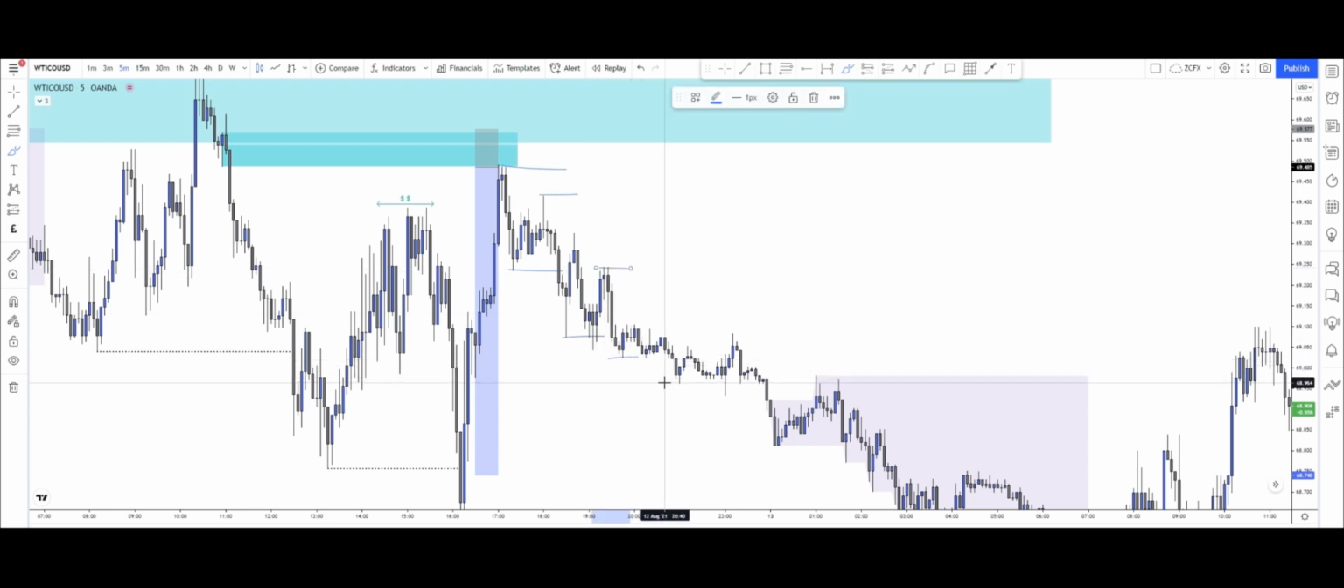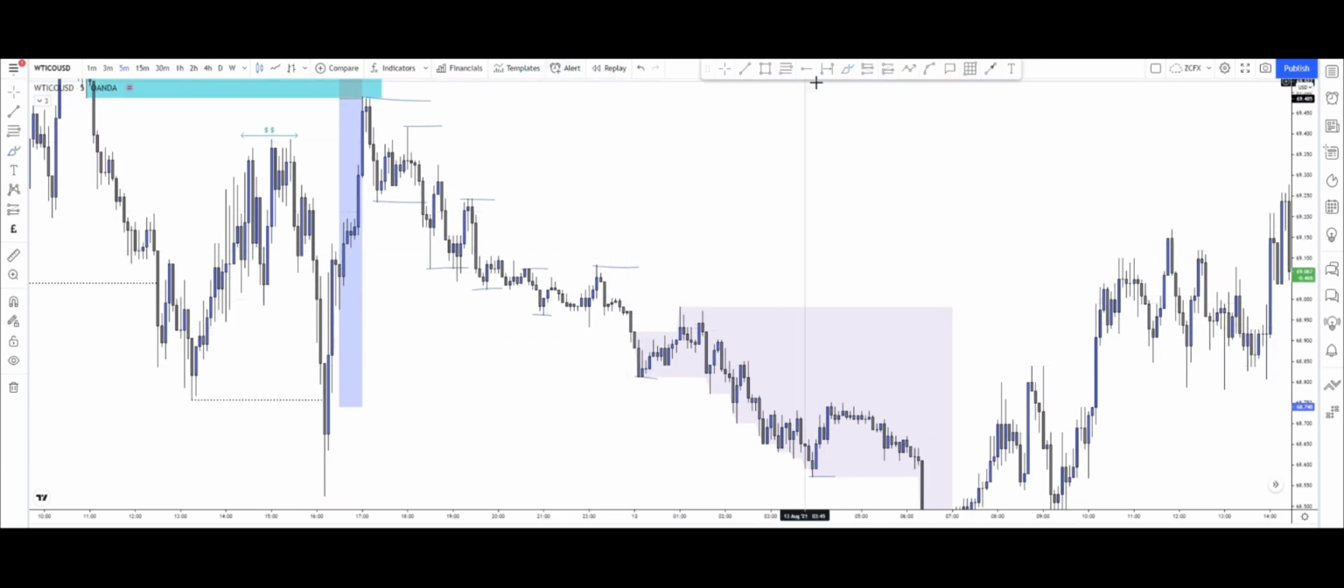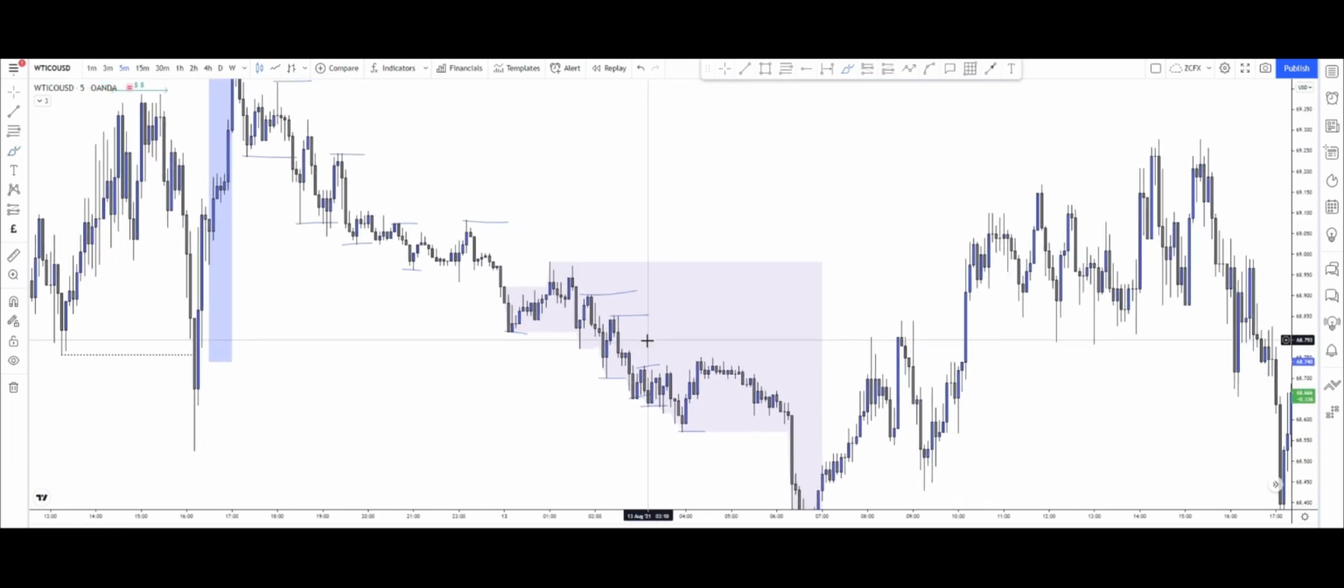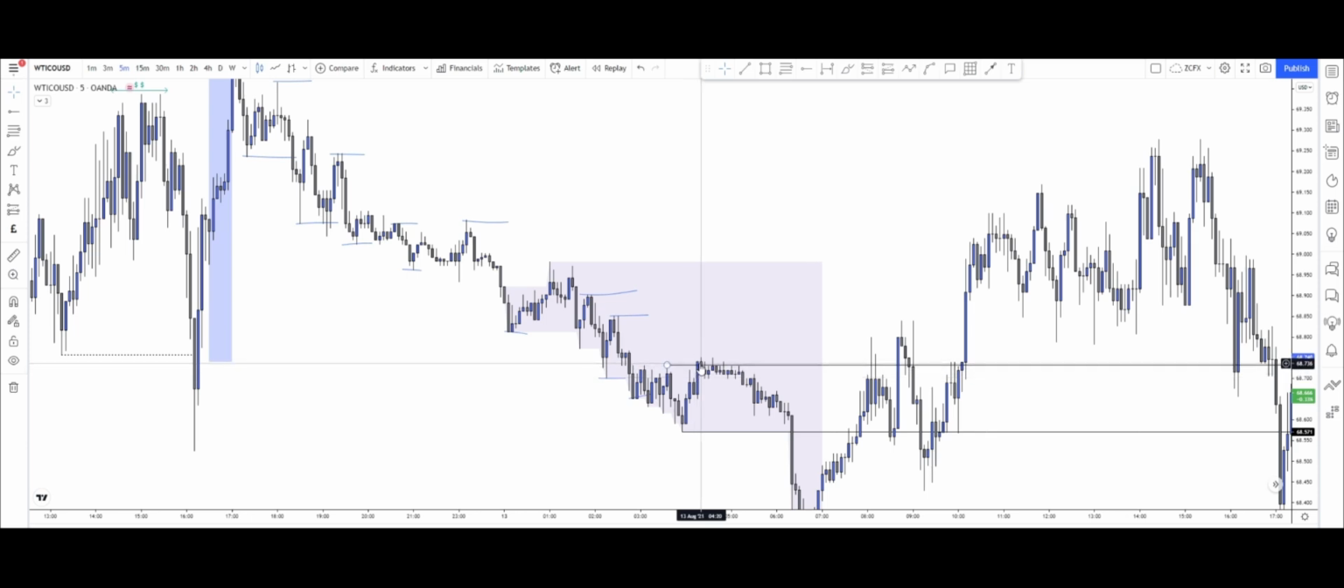Same process, broken structure, low, high, starting to expand now as we're getting wider. Low, high, low, high, low, high. Now this is where it starts to get tricky. Okay, so I'm going to use this line tool. This is the high, broken structure to the downside. This is our new low. We now have a new high. The price came back up and broke structure to the upside, and this is where I closed. Okay, so that's what you do.